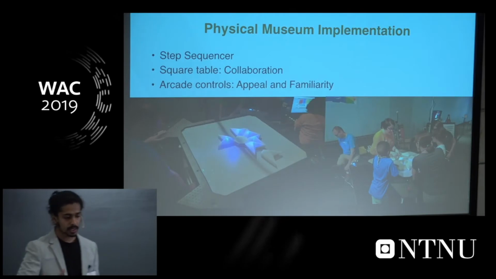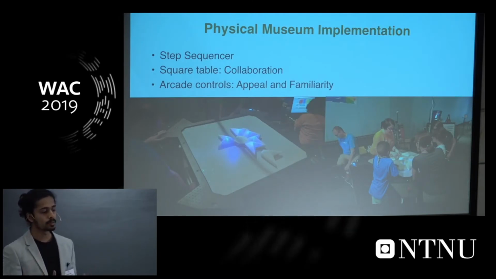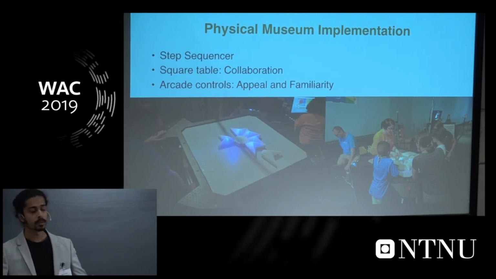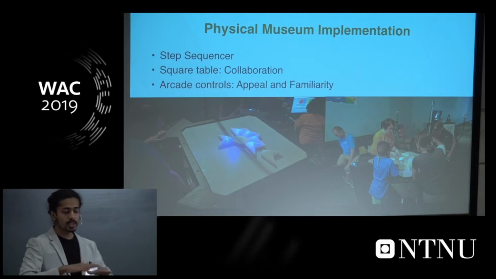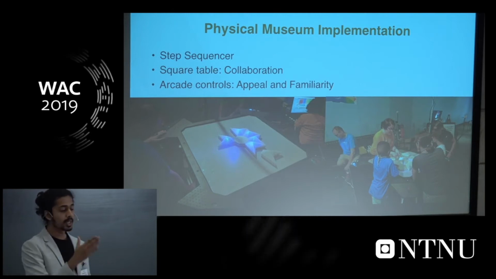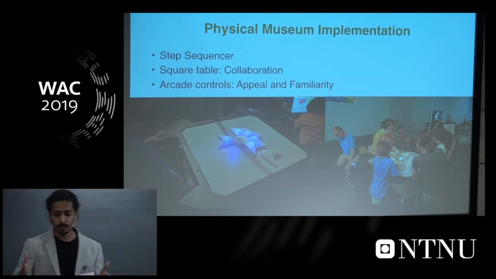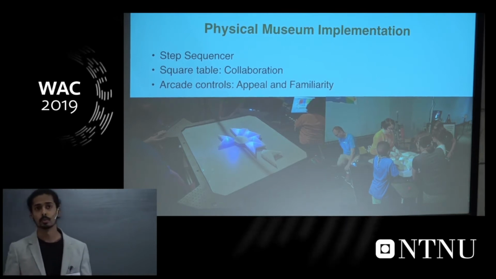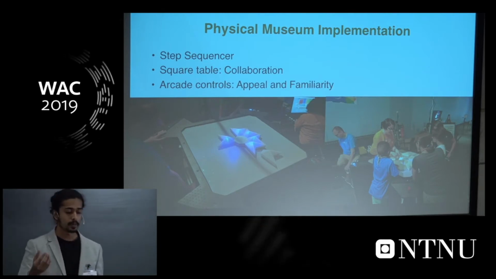So considering this museum context, we designed the physical GrooveMachine table. And this is the explanation of exactly how GrooveMachine works. GrooveMachine is a step sequencer with 8 radial steps. The reason why it was made a square is to promote collaboration. Because it is a square, it has 4 obvious places where you can stand.